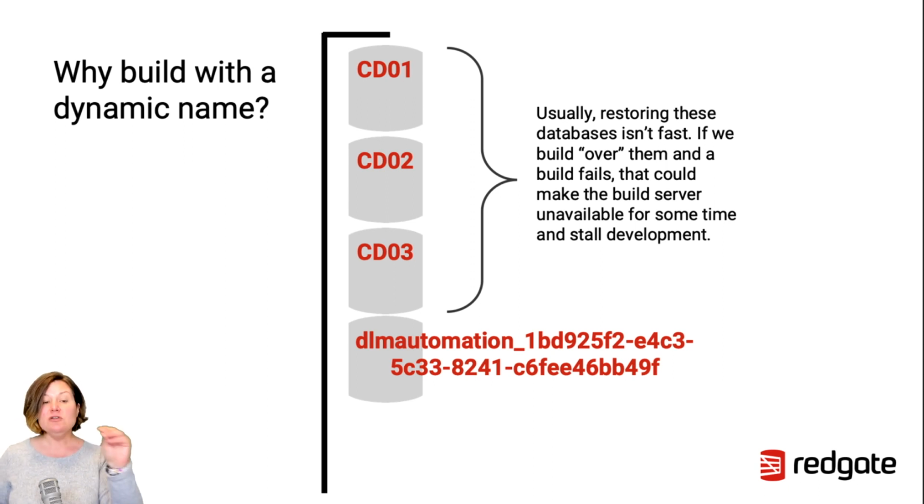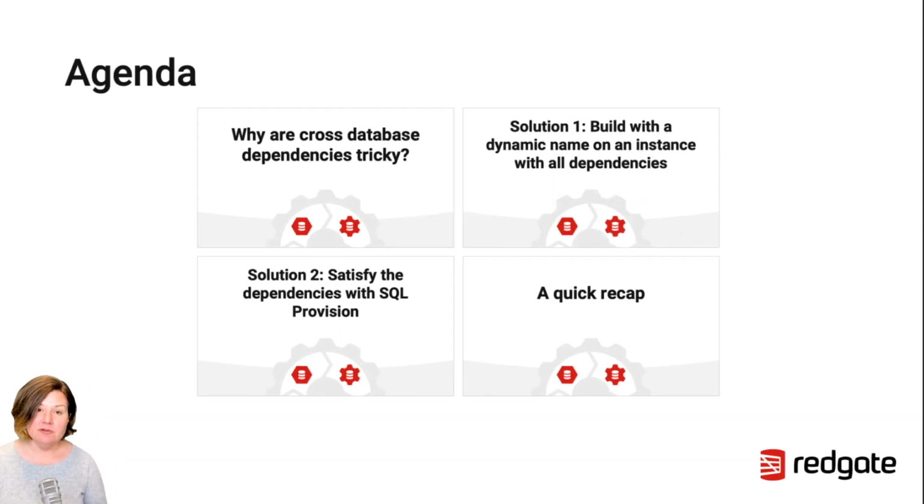So if we are using a method to maintain these dependency databases that is slow, we really want to build with a dynamic name, because we don't want to have to reset them very often, or we only want to have to reset them if we absolutely have to. We'd rather keep them updated another way. So that is the first option for putting those dependencies in place.